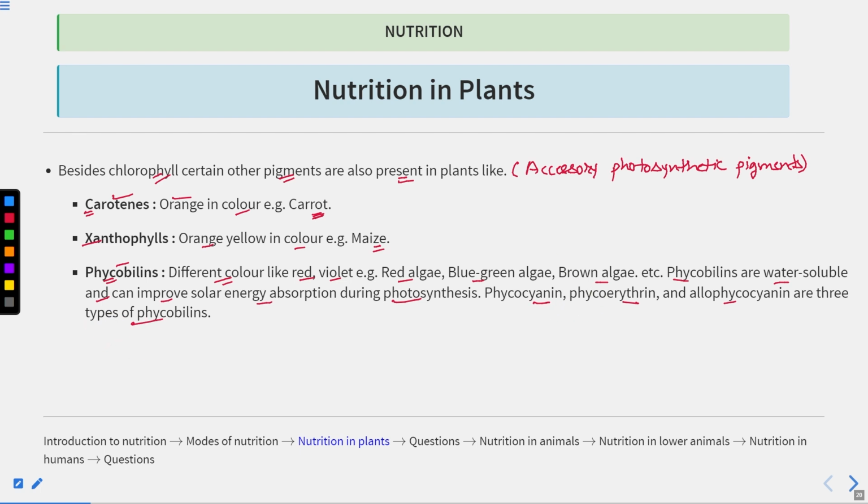Phycocyanin and L-phycocyanin are present in cyanobacteria. Cyanobacteria are also known as the blue-green algae, and they also carry out photosynthesis. So phycocyanin and L-phycocyanin are present in the cyanobacteria. And phycoerythrin is present in red algae, and it is red in color. The color of the red algae is basically because of the presence of a red color pigment known as phycoerythrin. Phycocyanin is the blue color pigment.